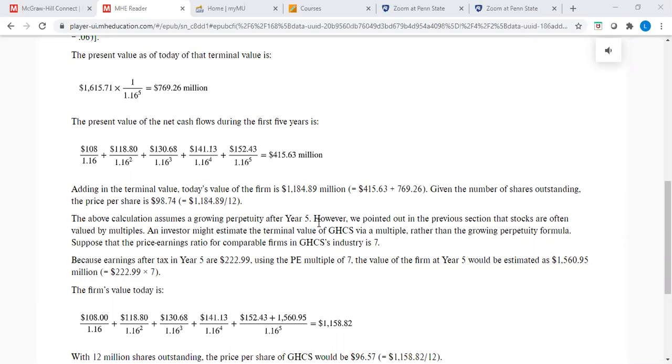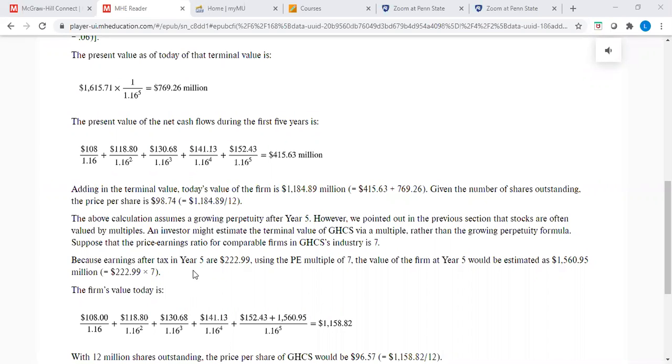So that's one way of valuing it, using cash flows. However, as the author has pointed out, stocks are often valued by multiples. So another way of estimating this value of the company is via a multiple rather than a growing perpetuity, like the price earnings ratio. So if the company's or the industry's price earnings ratio is 7, so for every dollar of earnings, it's valued 7 times in the market.